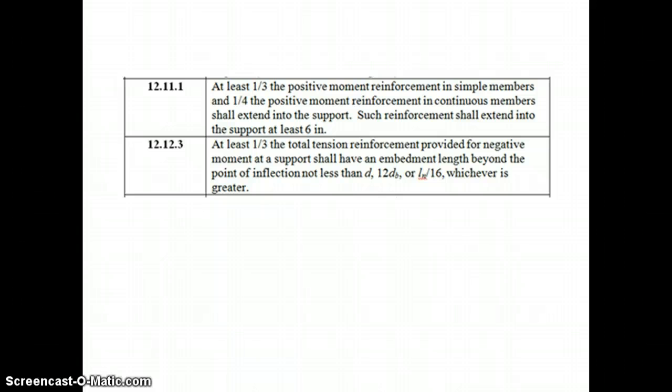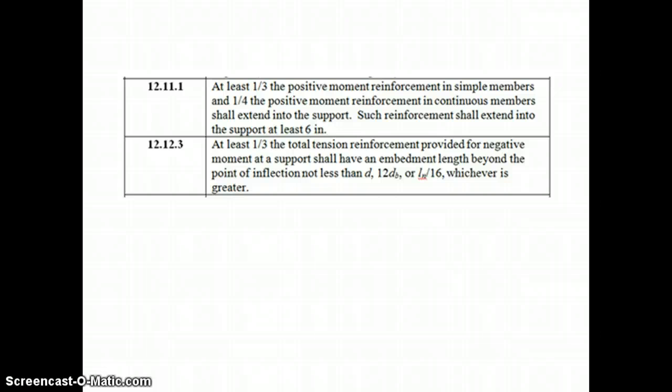So 12.11.1 talks about positive moment reinforcement, and this wasn't asked for in our PS-3, but this says we need at least a third of the positive moment reinforcement in simple members and 1/4 the positive moment reinforcement in continuous members extending into the support. 12.12.3 did come into play in our assignment in part E, and this talked about the negative moment reinforcement.